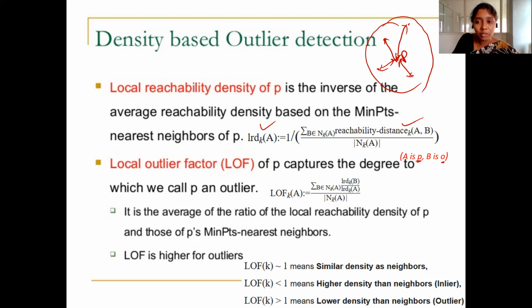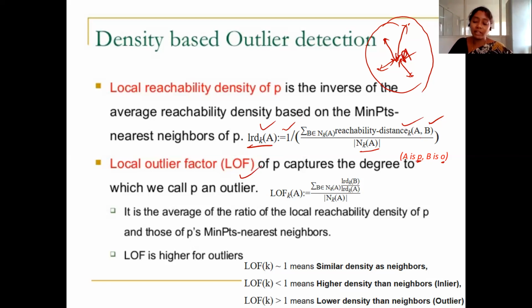So let us say this is A. Reachability distance of A with every B. B is nothing but some other point in the neighborhood. So we need to take the average of that, and we need to take the reciprocal of the total average. So that will give the local reachability density. From this local reachability density, which is represented with LRD, we can get the local outlier factor.